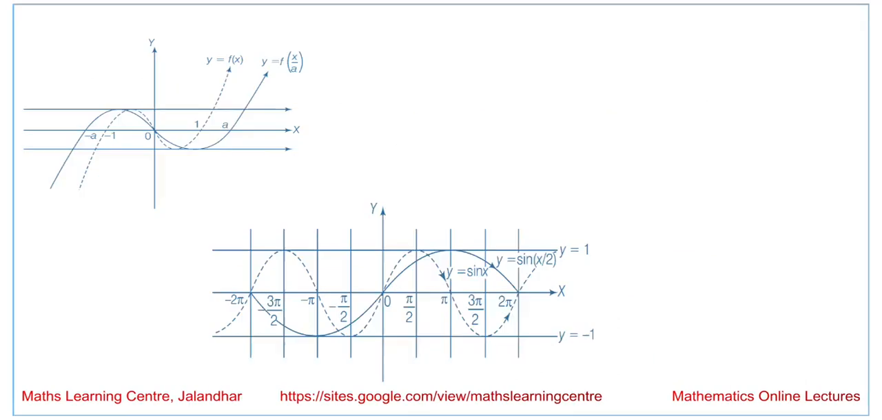Next case we have is when the value of k is less than 1 and greater than 0. So this is the graph we are talking about. This is the graph of the function y is equal to f(x).